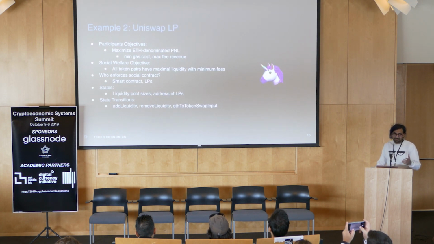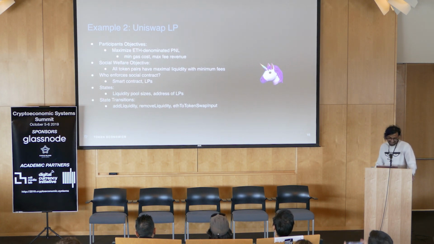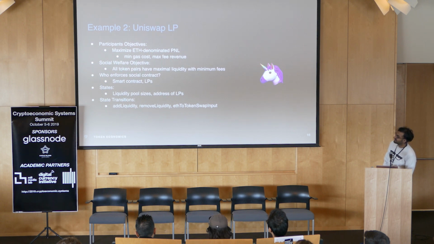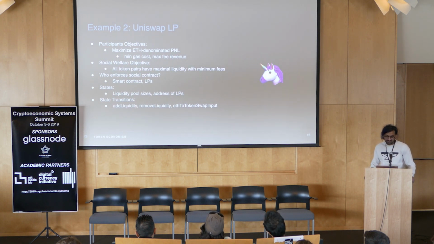For Uniswap, there was part of me that wanted to put more stochastic calculus in this talk, but I figured since we have one person already doing it, we don't need to. We have a similar set of objectives. The difference is that the social welfare now is that all token pairs have maximal liquidity for small size trades. And you want to maximize ETH-denominated P&L subject to gas cost restrictions.